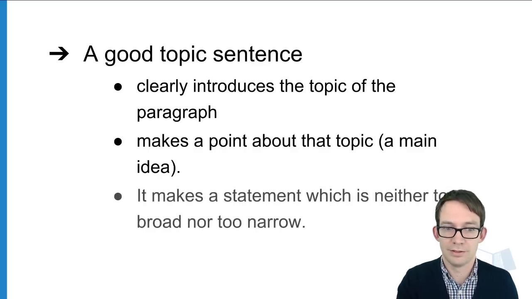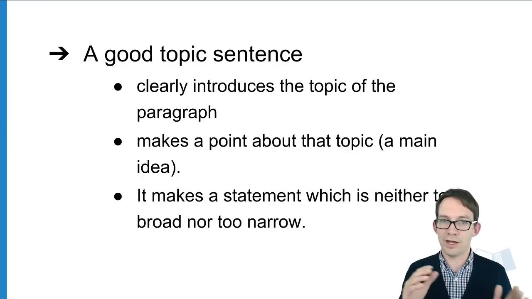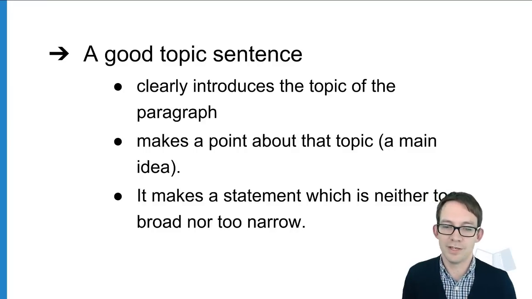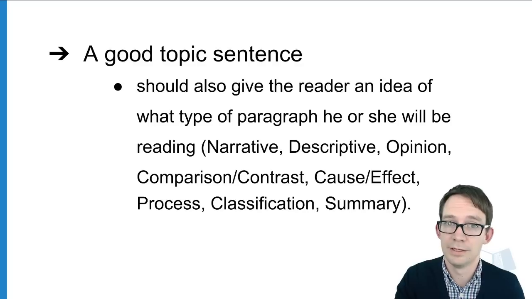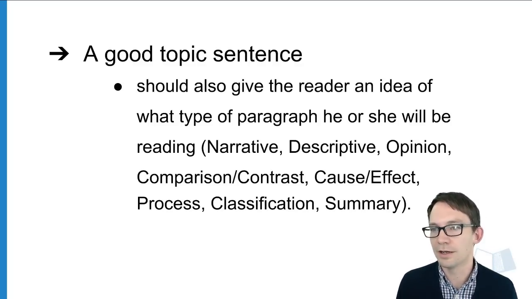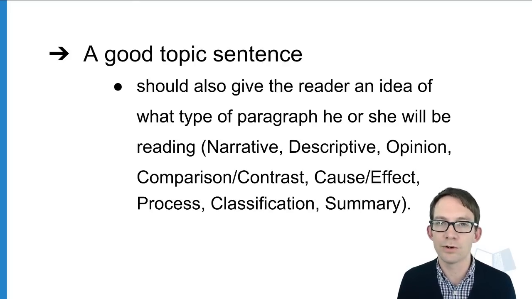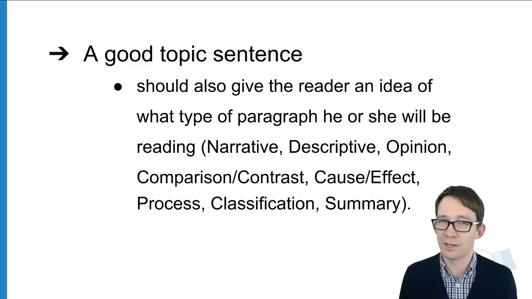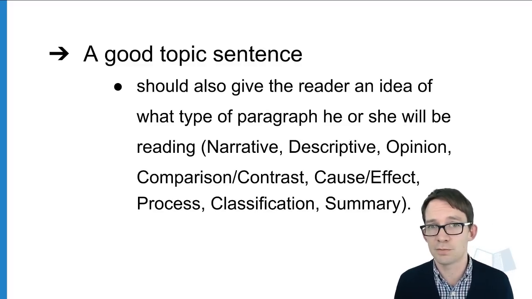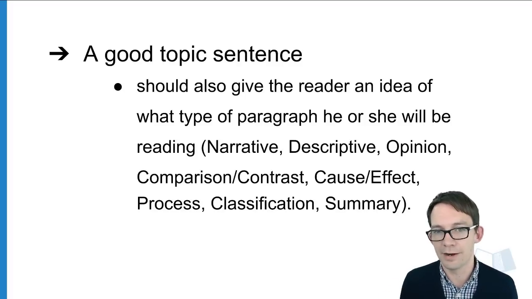And it has to make a statement that's not too broad and not too narrow, so it's right in the middle, as we said. Also, you want a good topic sentence to give the reader an idea of the type of paragraph that they're going to read. Is it going to be opinion or description or narration? Is it going to tell a story? Is it going to explain cause and effect? The reader should get an idea of that from your topic sentence. Okay?